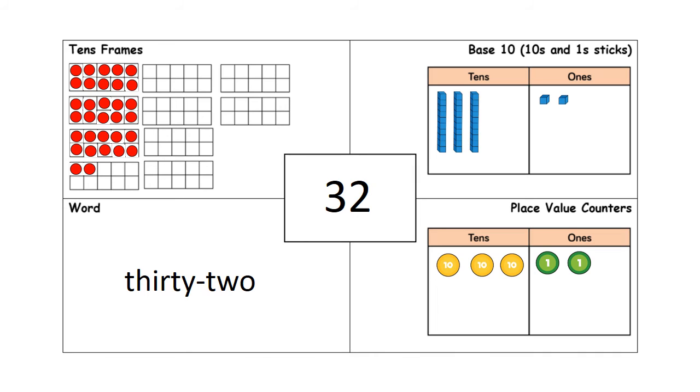So I want you to have a go at doing this. Choose a couple of 2-digit numbers, and can you represent that in the 4 different ways on your worksheet.